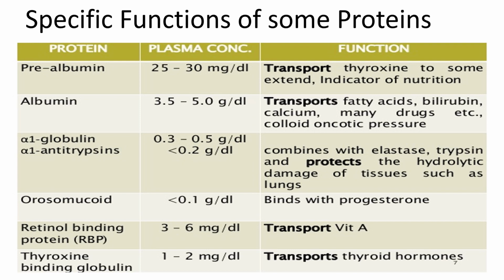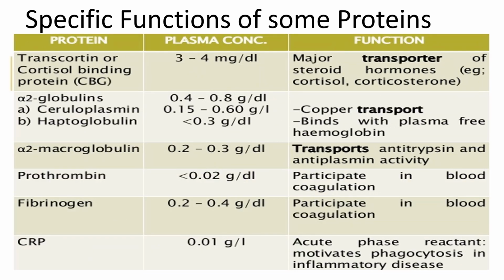Thyroxine binding globulin, we have just discussed earlier, transports thyroid hormone. Then we have cortisol binding proteins. We have already discussed these functions, so I will just go for their plasma concentration. Transferrin is 3 to 4 milligrams per deciliter.